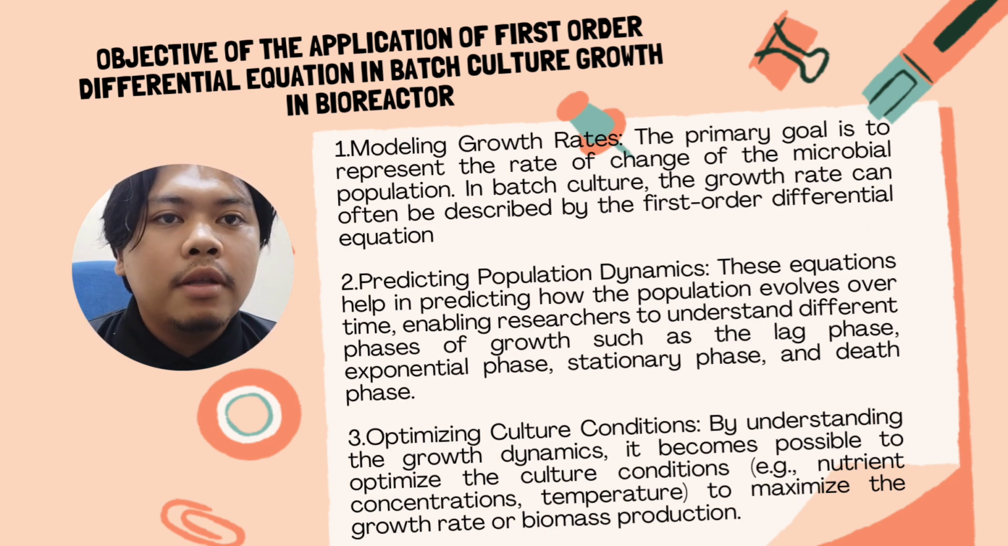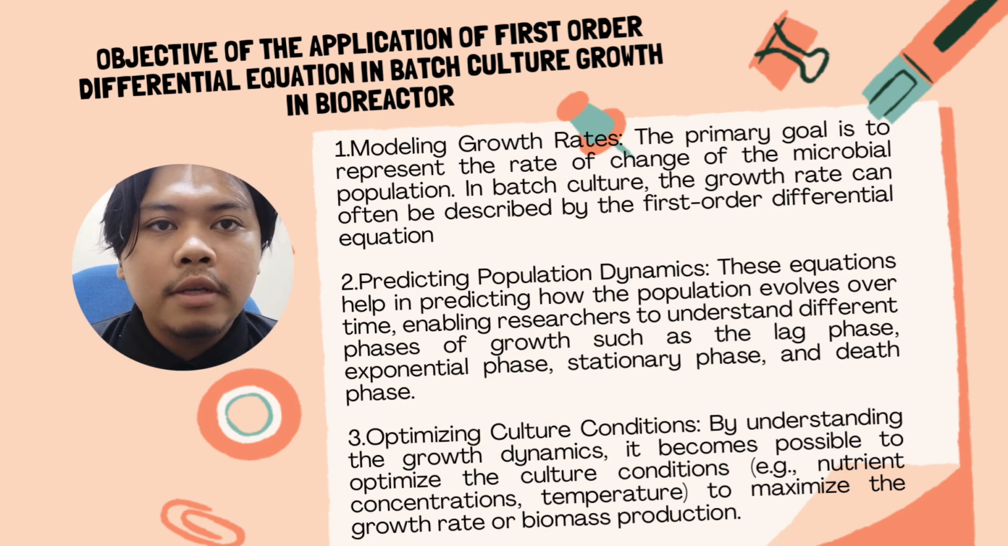The last one is optimizing culture conditions. By understanding the growth dynamics, it becomes possible to optimize the culture conditions, for example nutrient concentrations and temperature. This is to maximize the growth rate or biomass production.